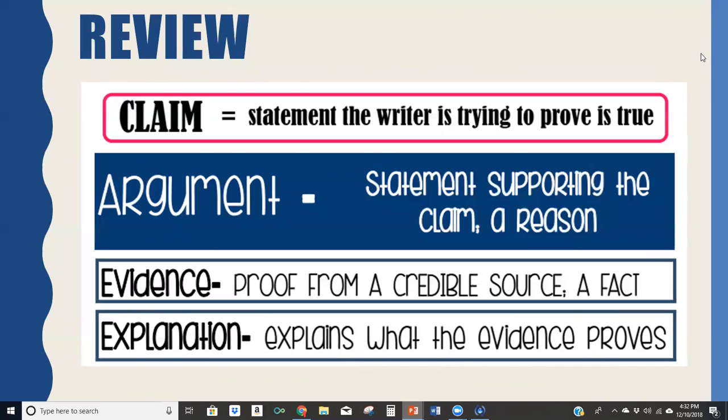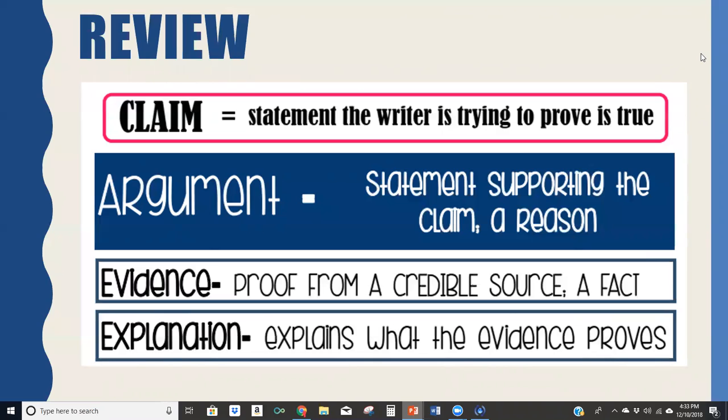And then the other two terms I want to review before I talk about the counterclaim and rebuttal are evidence and explanation. You want to bring evidence in. Those are things that are direct quotes. You can do some research, find some data, and quote it. That is what we call concrete details when we are looking at our English essays and all of our English responses. Evidence is a form of a concrete detail.